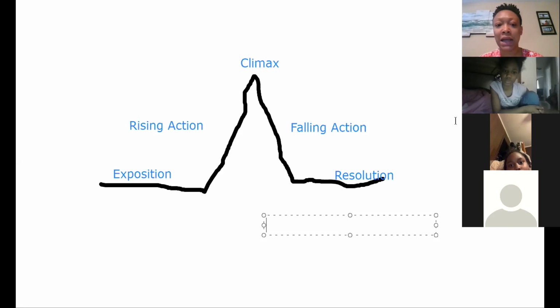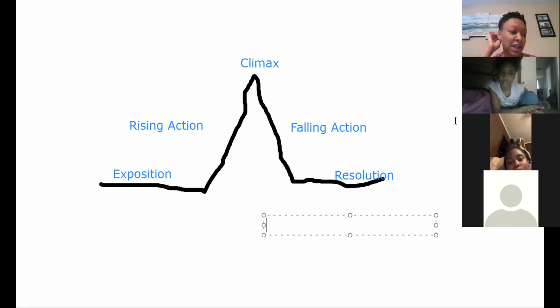When we get to our rising action, we always find out what our conflict is, and we're looking at how to fix the conflict, or they're discussing how they're going to fix that conflict in the rising action, okay?